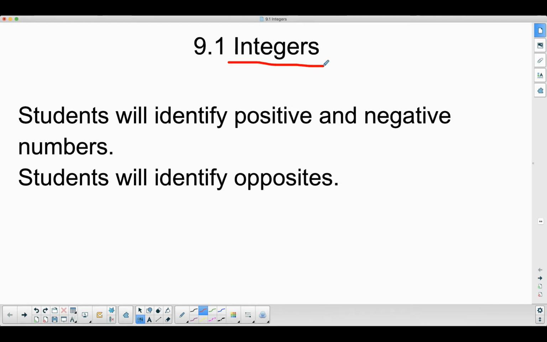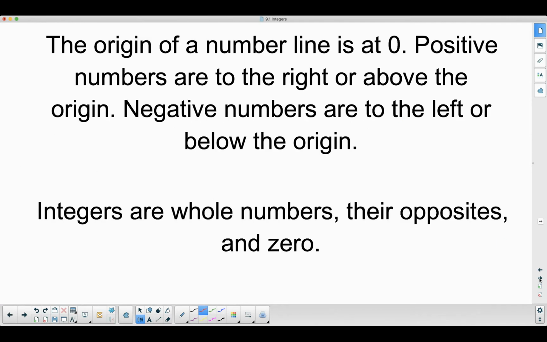So our first topic is going to be integers. With that, we will be identifying positive and negative numbers, and we're also going to be looking at their opposites. So numbers always begin at 0. Their origin always starts at 0. Positive numbers from 0 on a number line will either go to the right or go up above 0. Negative numbers you will find toward the left side of 0 or down below 0, depending on if your number line is vertical or horizontal.